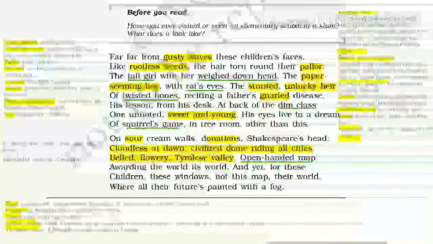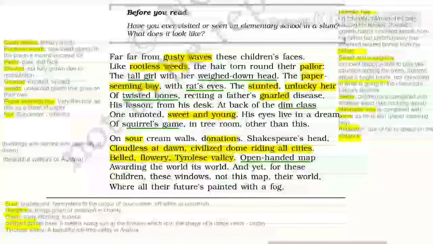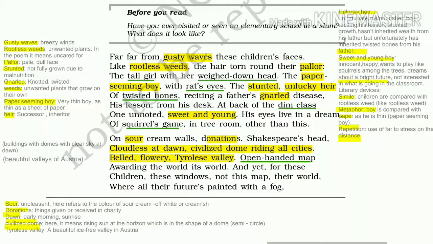Now next we have another boy, the stunted unlucky hare. Stunted means not fully grown due to malnutrition, and he is an unlucky hare. Unlucky hare means he is an unfortunate malnourished boy, and hare is a successor. So he is a successor of twisted bones. He is stunted, not fully grown, and he is unlucky here because he has got twisted bones in inheritance. This means he has inherited this problem from his parents, and the poet is talking about the father. So this boy didn't have proper development because of lack of food, and he suffered from the disease which happens due to malnourishment, and it has passed on from generation to generation.